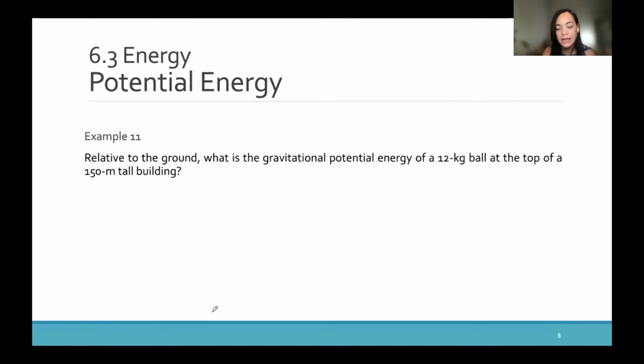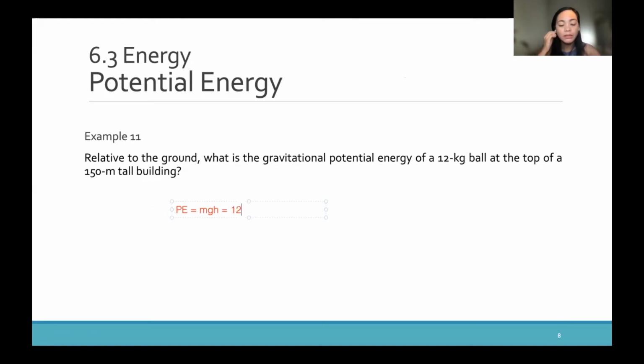Now, let's have this example. Relative to the ground, what is the gravitational potential if you have a 12 kilogram ball falling from a 150-meter tall building? Now, for this one, it's actually very easy as long as you know the formula. The formula is potential energy is equal to mass, gravity, height. Now, remember, dapat naka-kilogram, naka-meters, at naka-second.